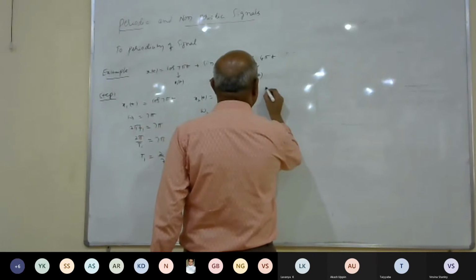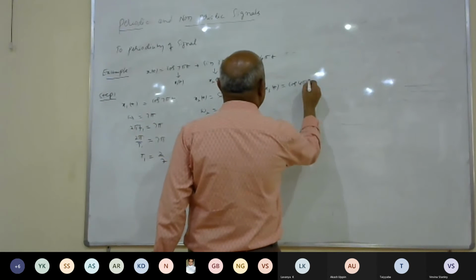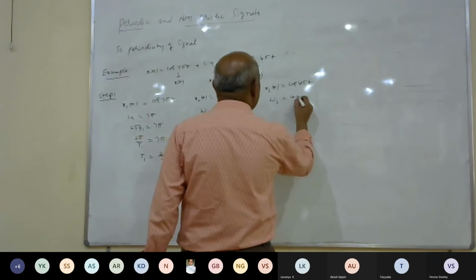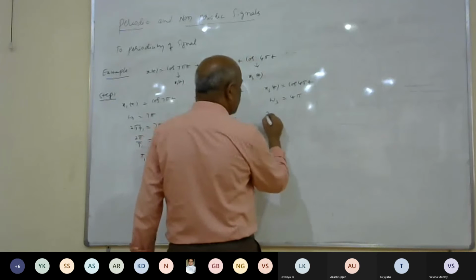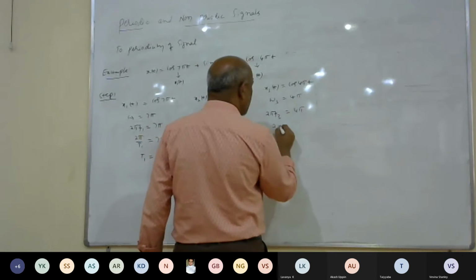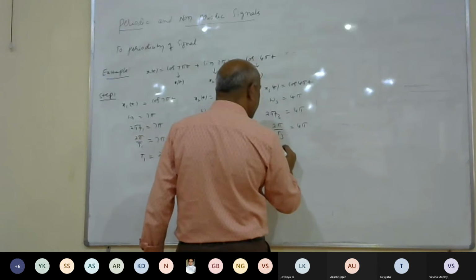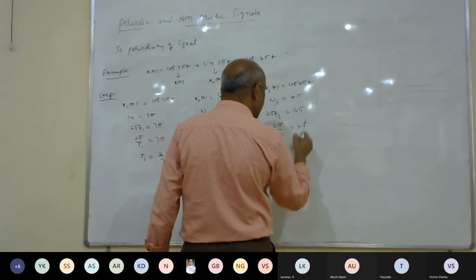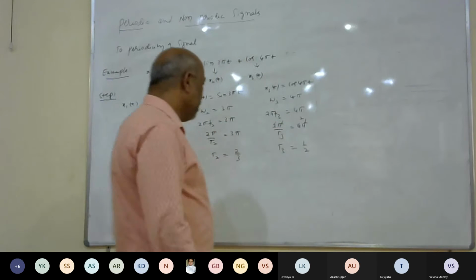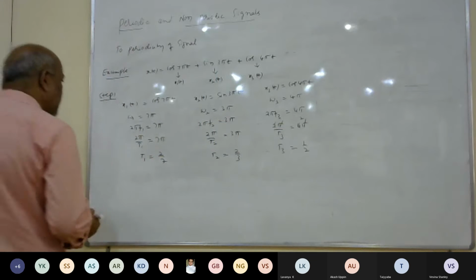Similarly, x3 of t is equal to cos square of 4 pi t, here omega 3 is equal to 4 pi, that is 2 pi f3 is equal to 4 pi, that is 2 pi by T3 is equal to 4 pi, then T3 is equal to 1 by 2, since the pi gets cancelled. That gives T1, T2 and T3. Then you go for step number 2.